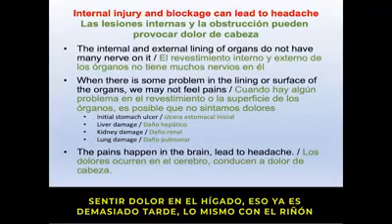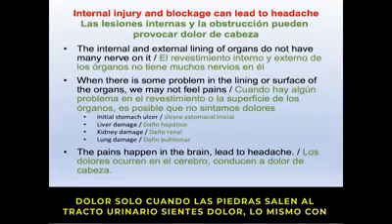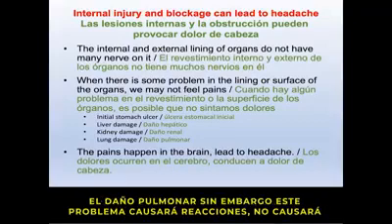The same thing with the kidney inside. There's no nerve. That's why when you have a kidney stone inside, you don't have any pains. Only when the stone comes out and scratches the urine tract, then you have pains. The same thing also with lung damage.